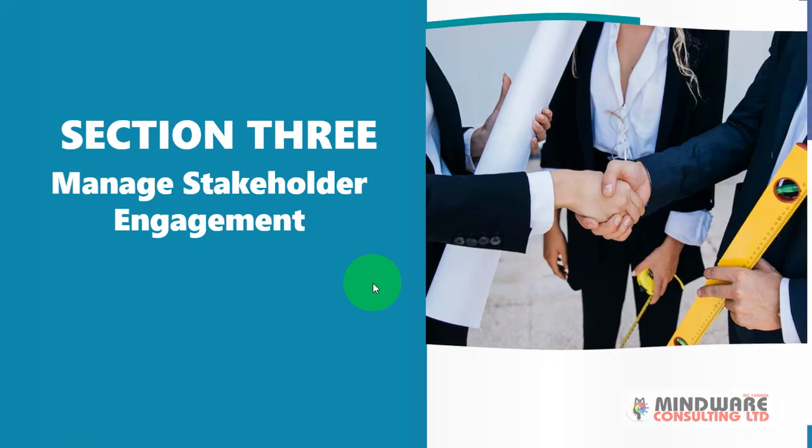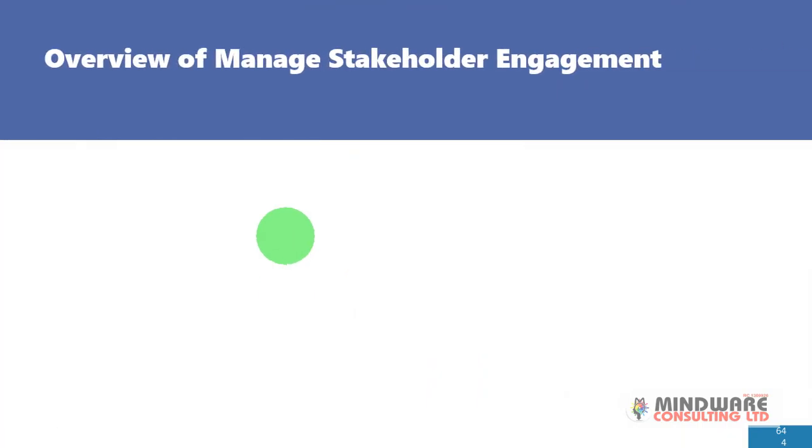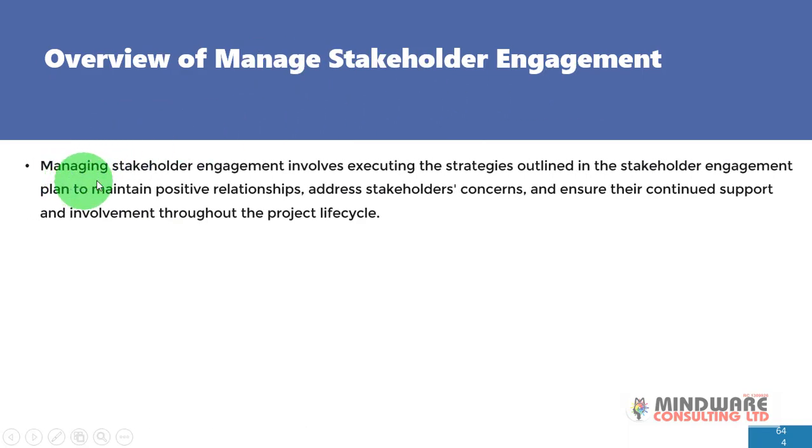Let's go now. First is an overview of the manage stakeholder engagement process. Managing stakeholder engagement involves executing the strategies outlined in the stakeholder engagement plan to maintain positive relationships, address stakeholder concerns, and ensure their continued support and involvement throughout the project life cycle.